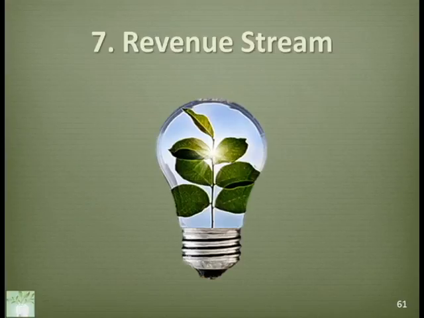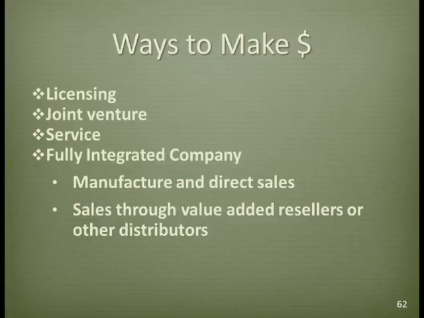The next section we need to talk about is the revenue stream. So, what are your ways to make money? You can consider discussing a licensing, a joint venture. Perhaps you'll make money by providing a service, or perhaps you intend to become a fully integrated company, in which case you would manufacture and have direct sales, or perhaps have sales through a distributor.